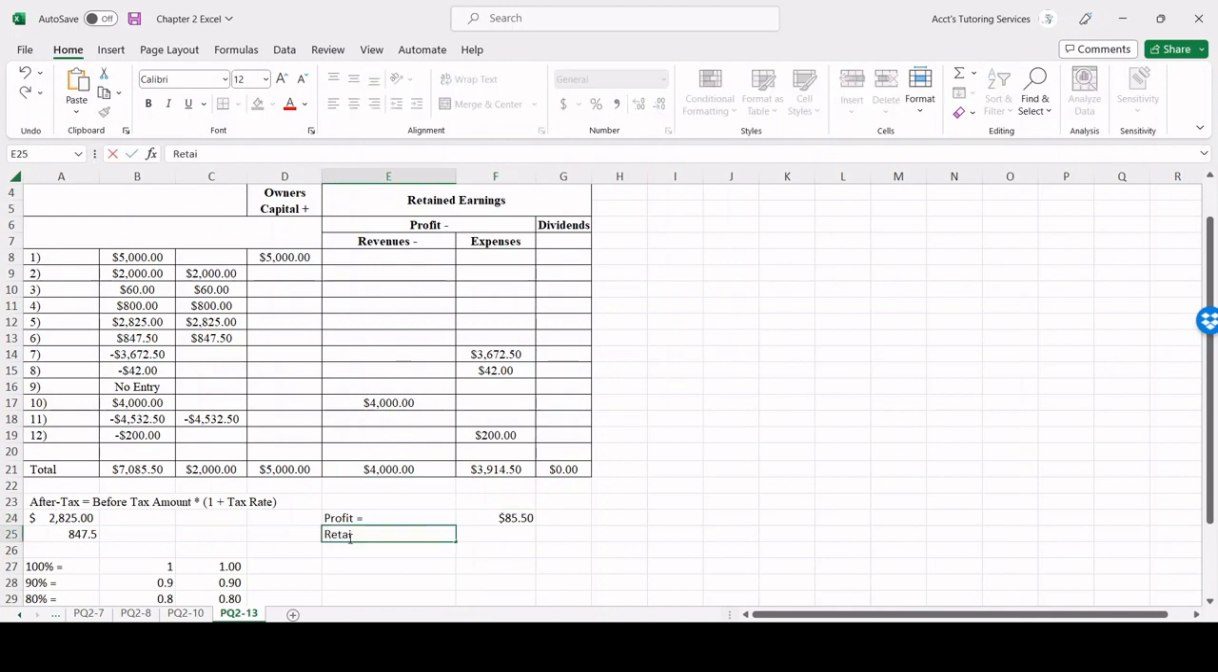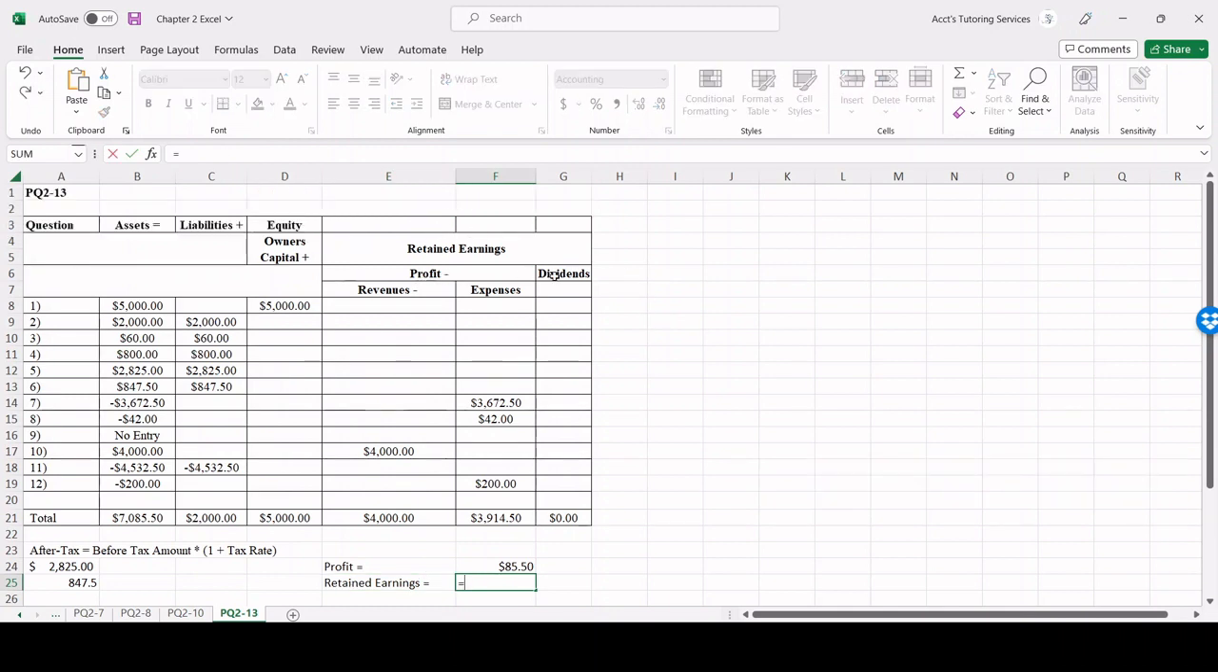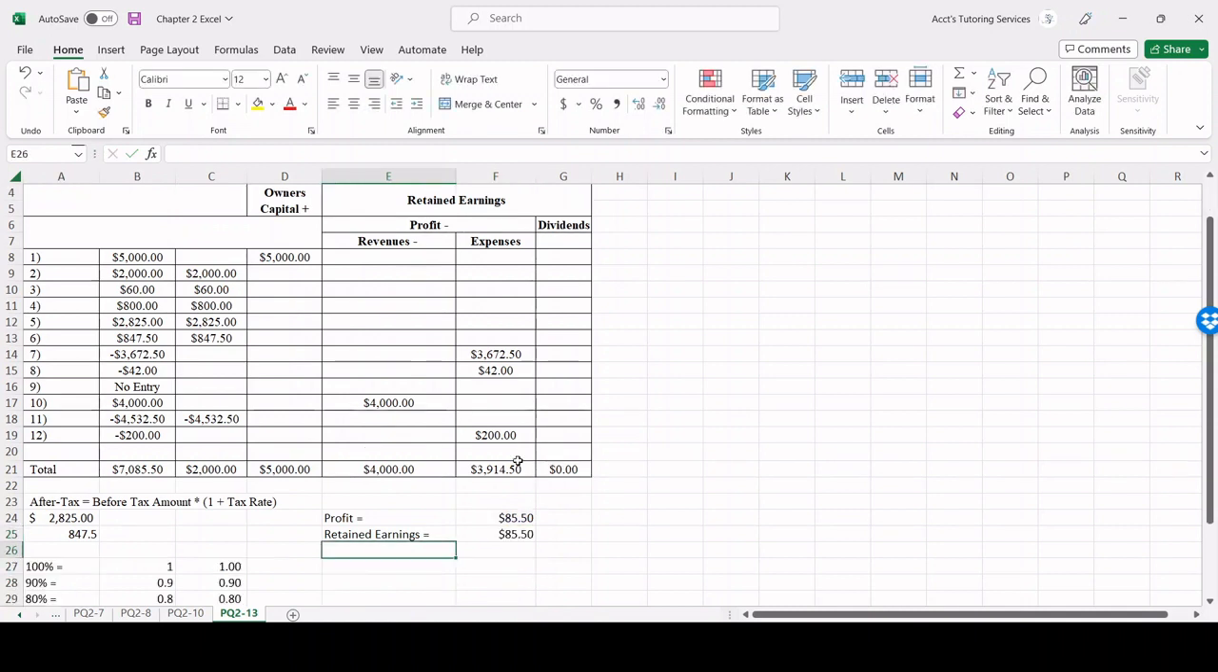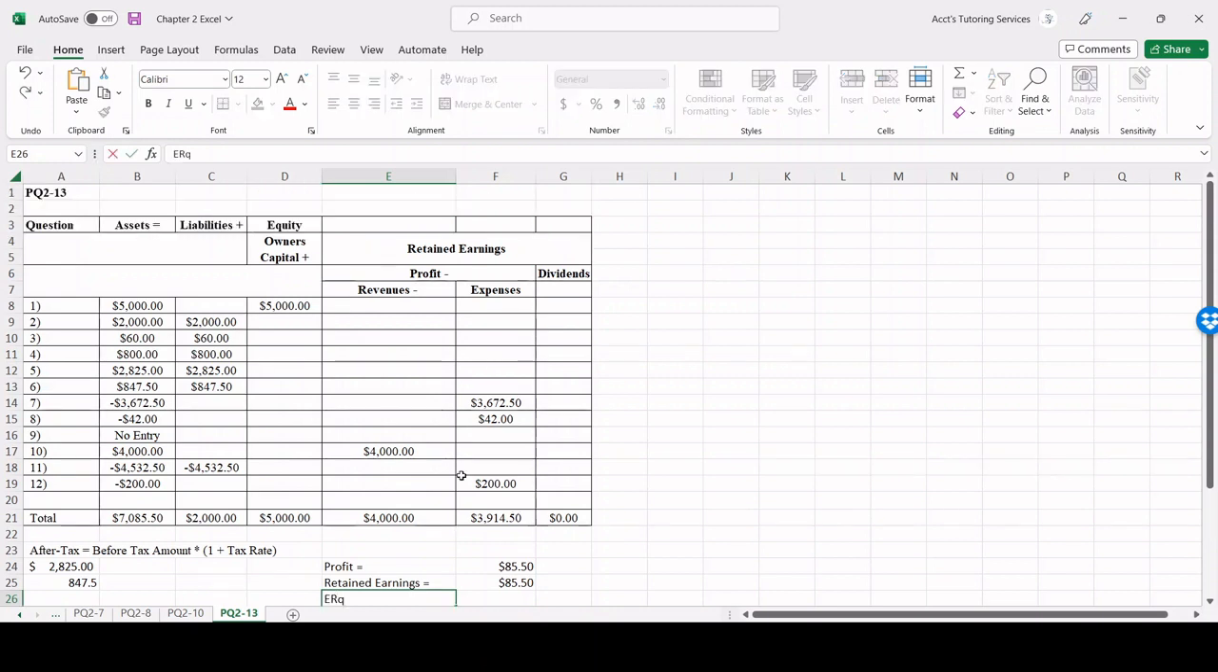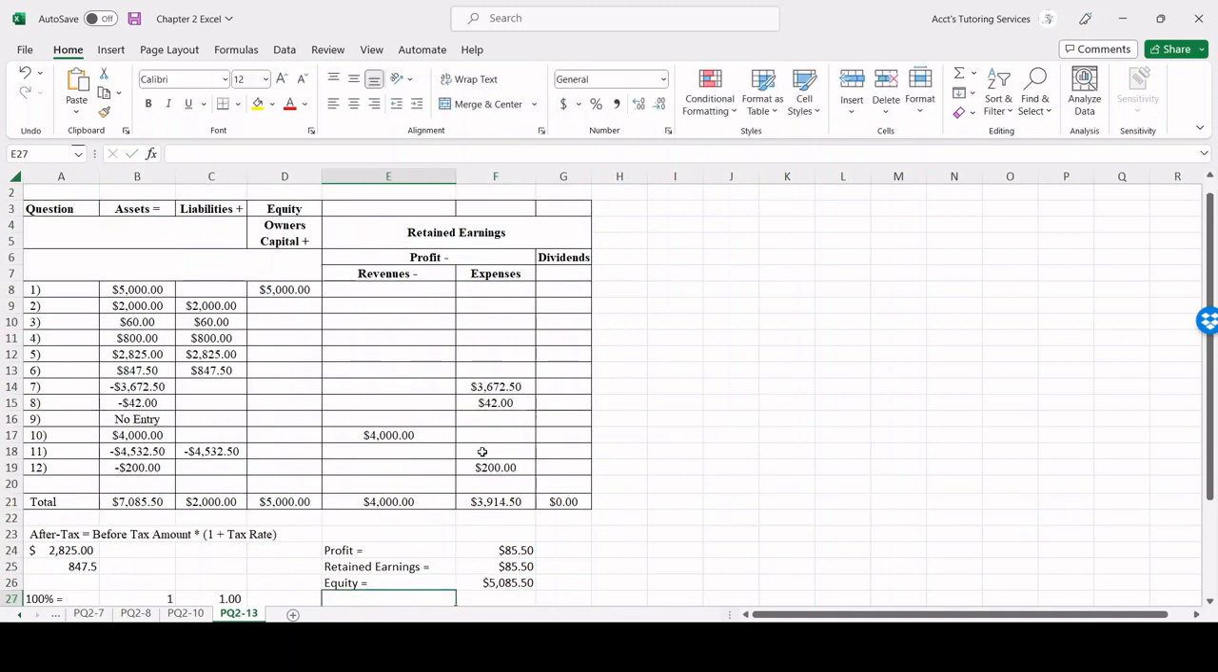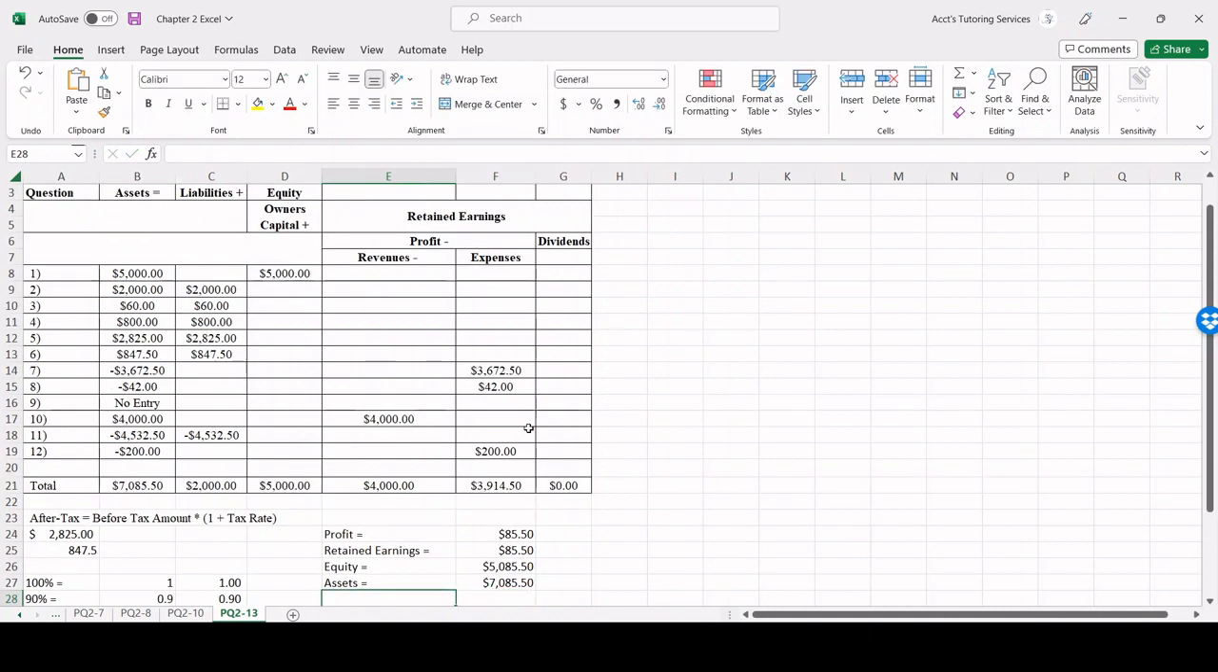Now let's figure out retained earnings. The retained earnings, once again, is a product of profit minus dividends. So 85.5 minus 0, since we had no dividends in this question. That's fine. That's perfectly normal. It can happen. The company does not have to pay out dividends. Simple as that. Now to calculate ending equity, we're going to take the owner's capital, which is 5,000 plus the retained earnings, 85.5. Now to calculate total assets, we're going to take liabilities, 2,000 plus equity, 5,085.5.